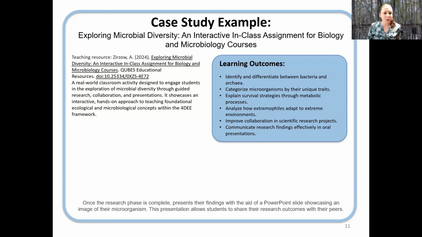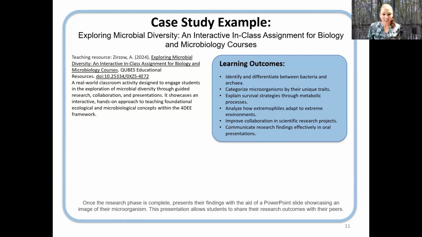The learning outcomes focus on helping students identify and differentiate between bacteria and archaea, categorizing the microorganisms based on their traits, and collaborate effectively. It's a comprehensive, interactive way to engage students with both ecological and microbiological concepts. And so in this activity on CUBES Hub, you're able to see an explanation and summary of how the activity works. It's designed for a class of 10 to 30 students.